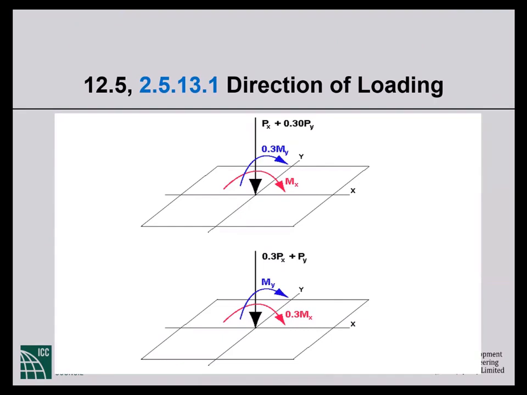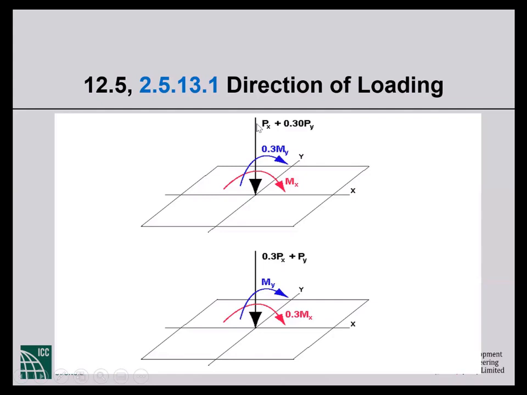Okay. When you have a column that is part of two orthogonal seismic force resisting systems, you have to design the column for 100% of the X earthquake plus 30% of the Y earthquake, or the other way around. The X earthquake will cause P sub X axial load, M sub X bending moment about the Y axis, and M sub Y bending moment about the X axis.